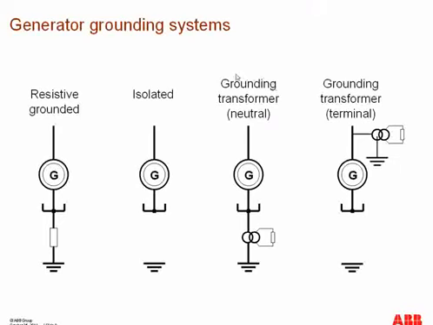Another type of grounding is by employing a grounding transformer in the neutral path of the generator. And on the secondary of the grounding transformer is a resistor, and this resistor is normally of the order of 1 ohm. A very small resistance is provided on the secondary side of the grounding transformer. And sometimes you can use a reactance also instead of a resistor. And this is the typical North American way of grounding the generators.